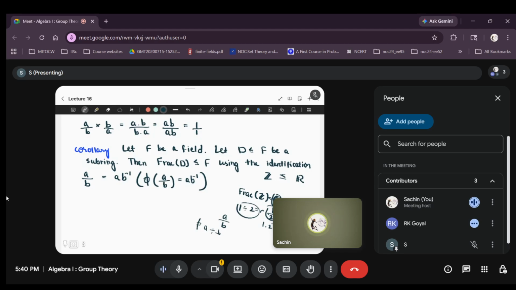Yes, there's no division in a ring. At least the ring doesn't come with a division operation. Especially for some types of rings like the integers, reals and rational numbers, you can define a division. But in general, it doesn't come with the division operation. So a by b doesn't mean you are dividing a by b. It simply means the equivalence class containing a comma b.